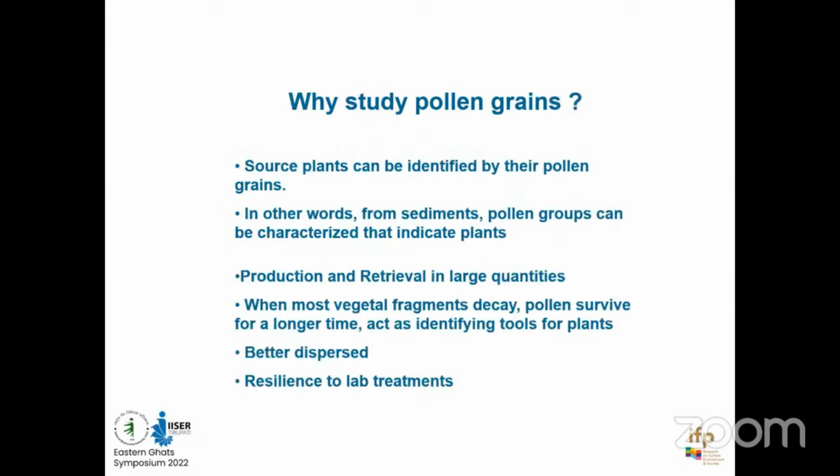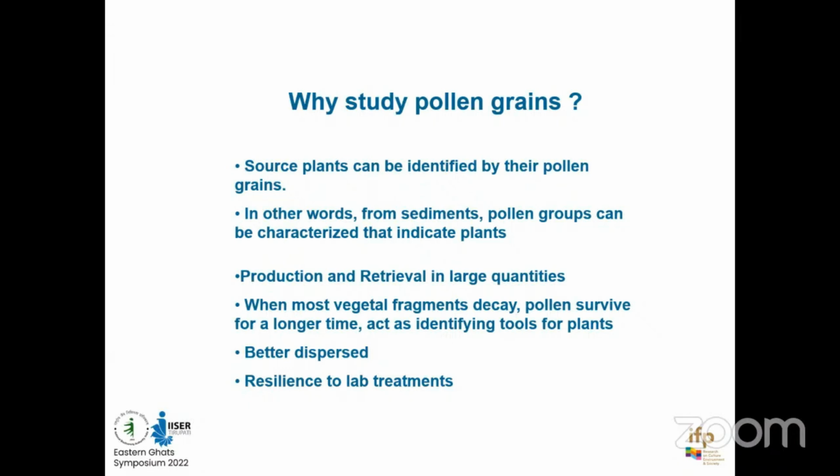So why do we actually study pollen grains? Because you can identify source plants with the pollen, in the sediments, or sometimes if you're looking at honey, or at loads carried by a bee or any other insect, the pollen groups can characterize what the plants are.